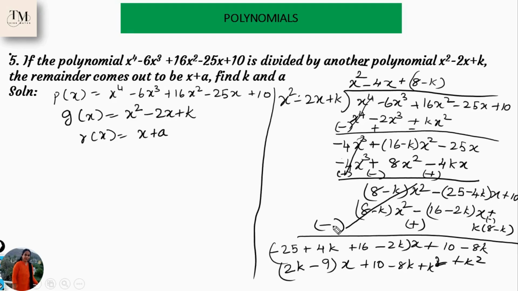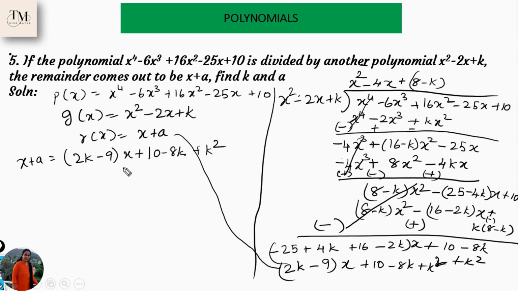But the remainder they gave us is x + a. So we have to equate this. Okay. So this is also a remainder, but the remainder they gave us is x + a. So we can equate both the remainders. So x + a will be equal to (2k - 9)x plus, what is the constant term? 10 - 8k + k^2.